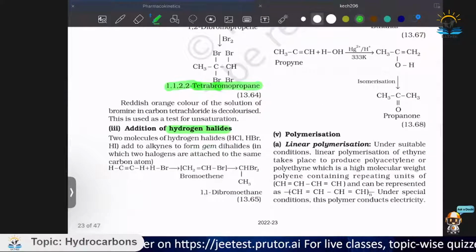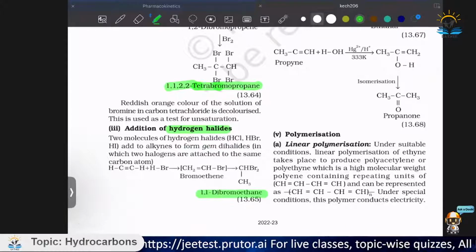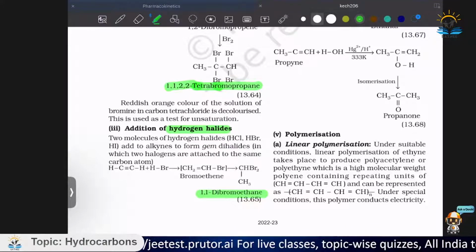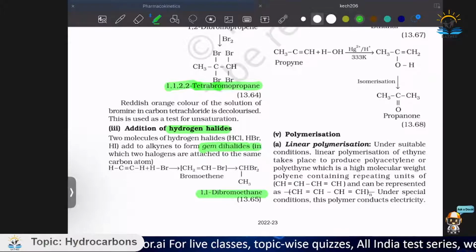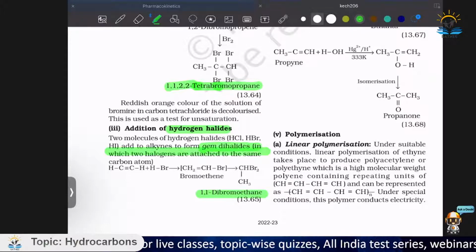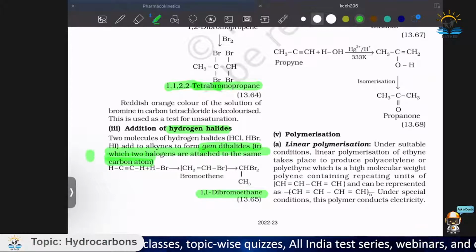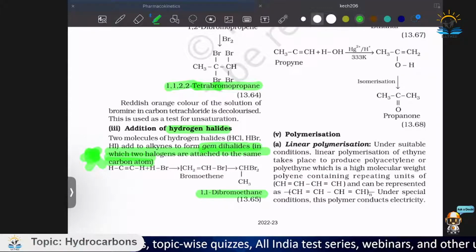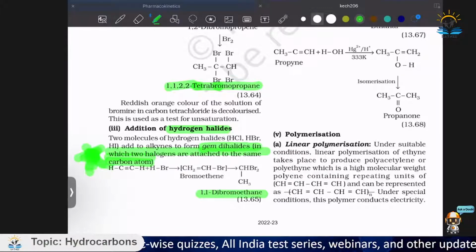Addition of hydrogen halide will create a dibromoalkane, and both are added on the same carbon, so they are geminal dihalides, in which two halogens are attached to the same carbon. They are not vicinal, okay, they are geminal. So this is something you can remember about the geminal thing.